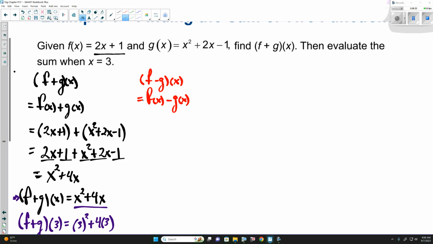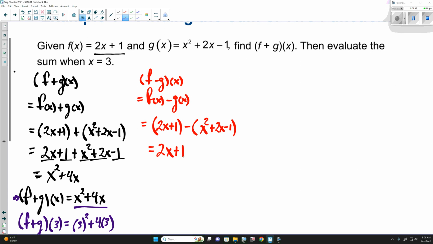Well, this is the same as saying f of x minus g of x. And again, just like with the first one, we'll replace f of x with its function and g of x with its function. And just like before, f of x is still going to be 2x minus 1.